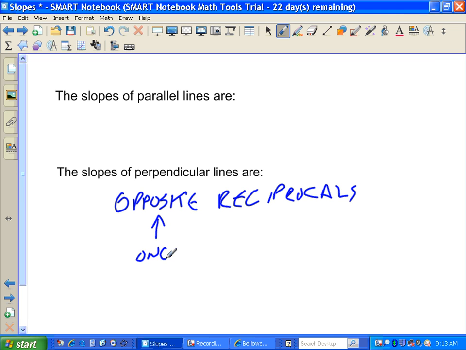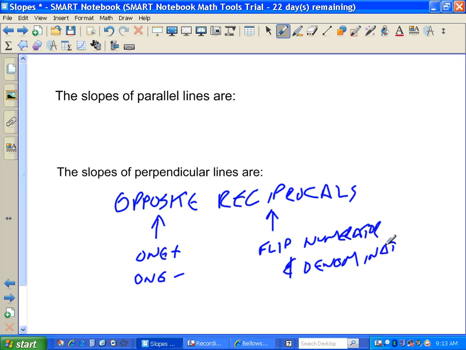Okay, so opposite means one positive, one negative. Reciprocals means flip them over. Flip numerator and denominator. Let's use some real math words. I don't know if flip is a math word, but okay. So if one of the lines has, say, 3/5, the other one is going to be -5/3.